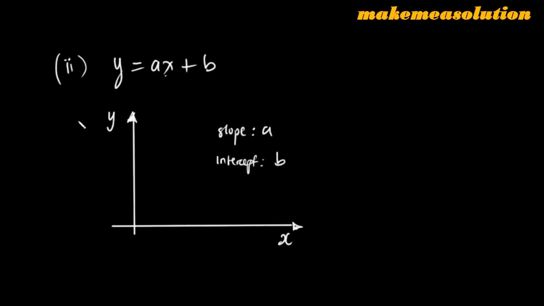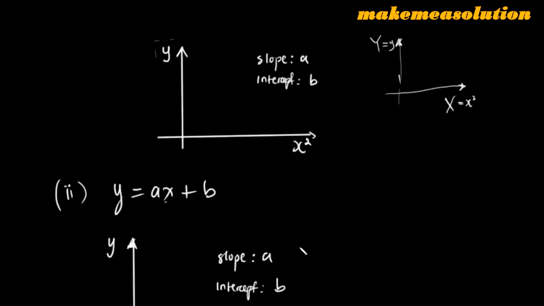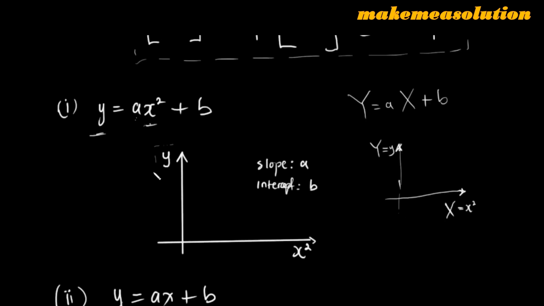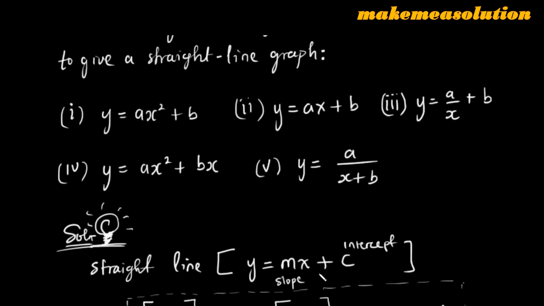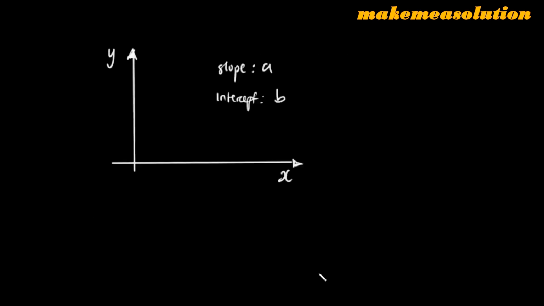Is that okay? So you plot Y on the y-axis and you plot X on the x-axis, unlike the one above where we had to plot Y on the y-axis and on the x-axis we plotted X squared. That is all for this second one. So let's go to the third one. The third one is Y is equal to A over X plus B. So if Y is equal to A over X plus B, this one is straightforward.